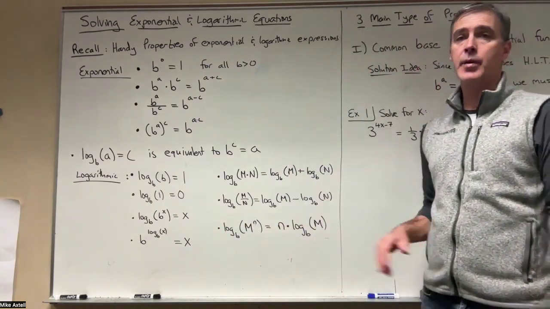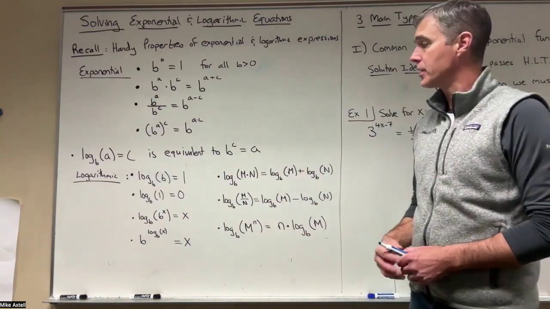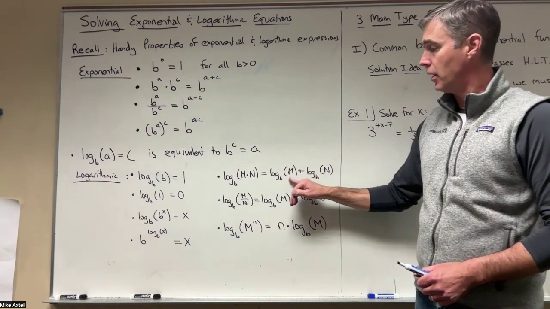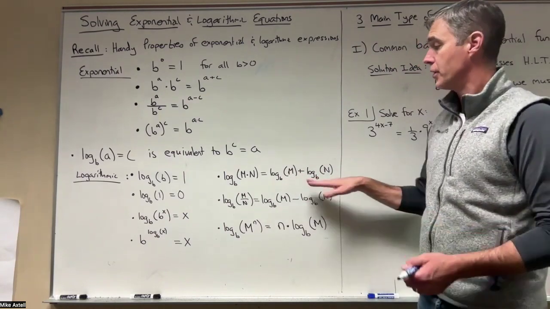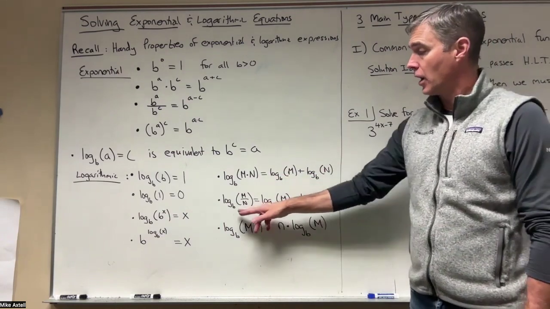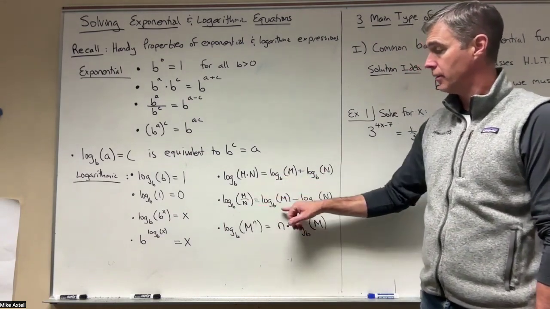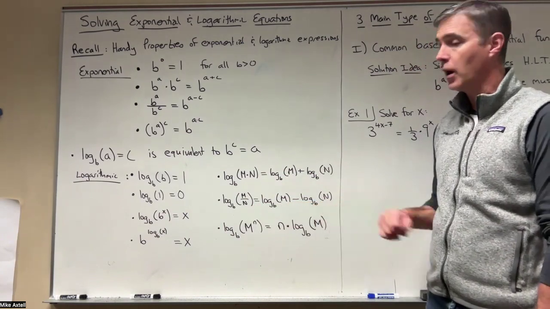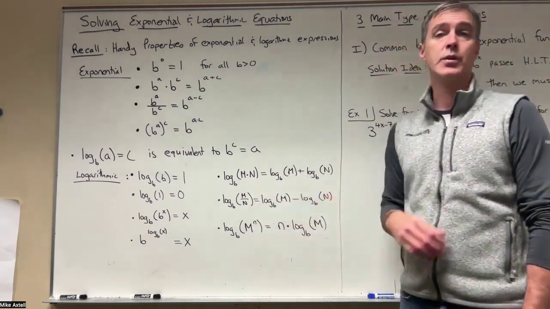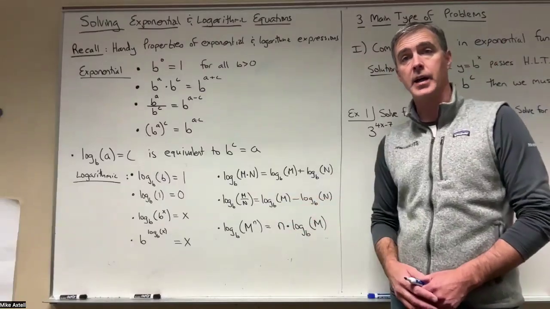And then most recently, we picked up these handy algebraic properties. The log base b of a product can be written as the sum of two logs, or the sum of two logs can be combined into a single log. The log base b of a quotient can be split apart into the difference of two logs, or the difference of two logs can be combined into a single log with a quotient inside.